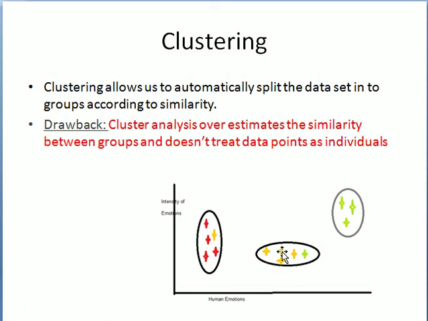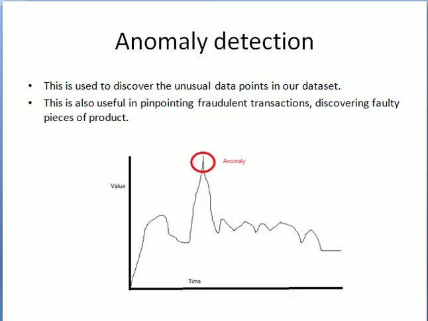Next, anomaly detection. Anomaly detection can automatically discover unusual data points in your data set. If data points are very regular and follow a pattern, and at some places you find some abnormality, anomaly detection is used to detect those abnormalities. This is very useful in pinpointing fraudulent transactions and discovering faulty pieces of product. I'll tell you where anomaly detection is used at the end of the slide.